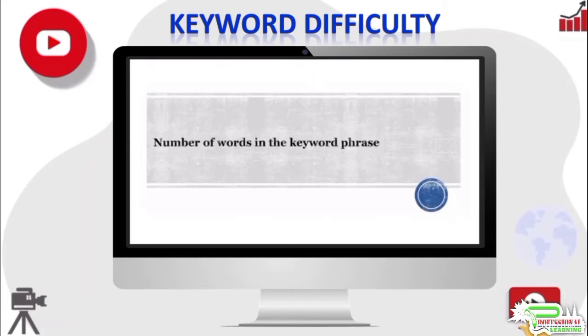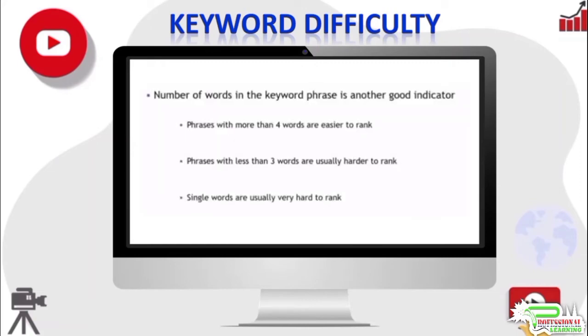Number of words in the keyword phrase is another good indicator of keyword difficulty. Generally, keyword phrases with more than 4 words are easier to rank, while keyword phrases with less than 3 words are harder to rank. The hardest to rank for are single words, not just because the competition tends to be very high, but also the search intent for single words is not always obvious.